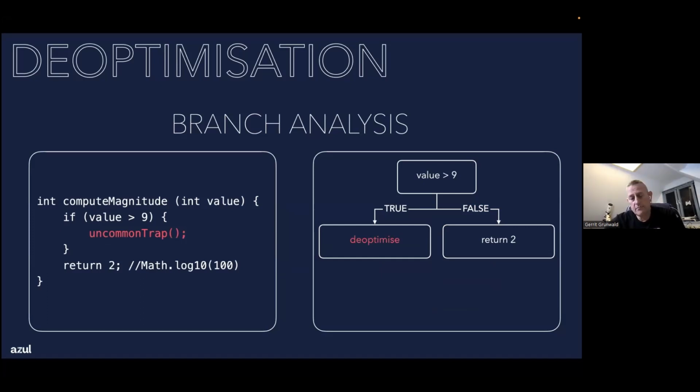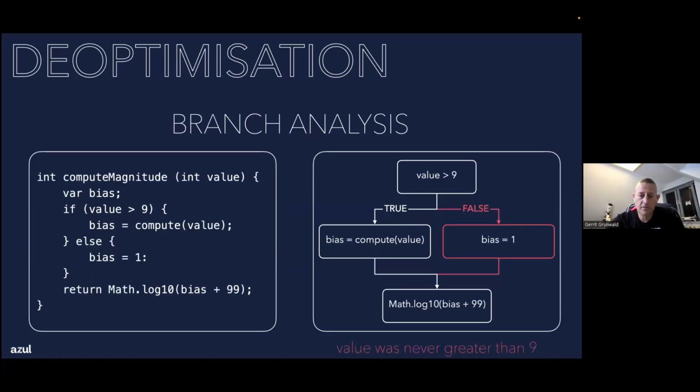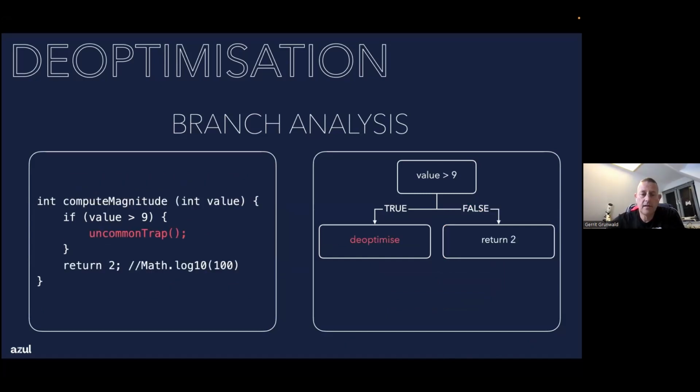The whole block that we had before, where the bias was computed and all that, will go away, and we have something like an uncommon trap method. And this will only be called if the value is greater than 9. That means by default, it will always return 2, because 1 plus 99 is 100, and Math.log10 of 100 is 2. And you can imagine that this code is much faster than calculating the log10 all the time.